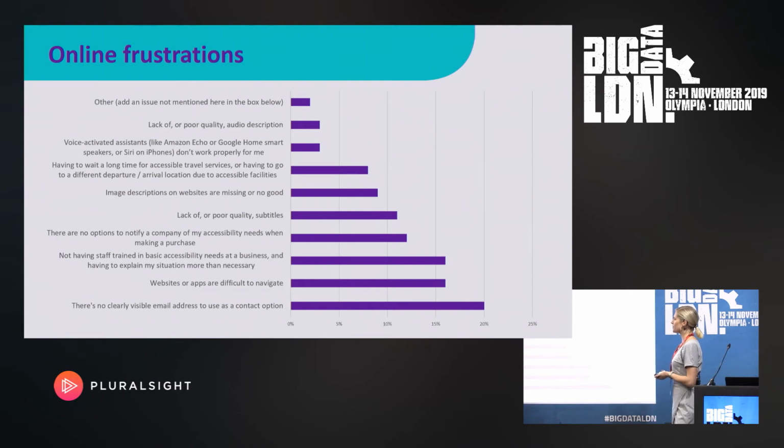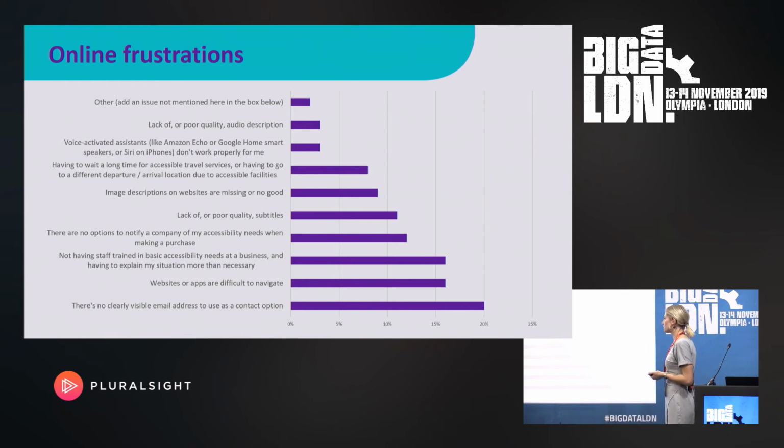Image descriptions on websites are missing or no good. Talked about that. Lack of or poor quality subtitles. Don't know if you guys have used the YouTube captioning. I've used it before, and it just comes out with gobbledygook, really. It doesn't represent what I'm actually saying. So for my deaf friends and colleagues, what's on YouTube is completely inaccessible. It is improving, though, over time, but it still shouldn't replace other ways of accessibility.